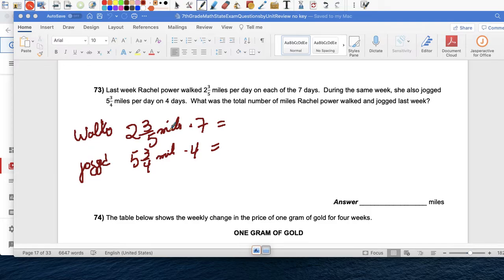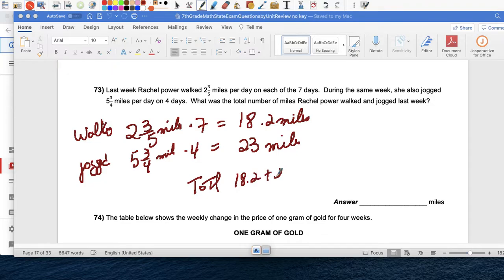If you want, these are fractions that you can change to decimals. So if you write 2.6 and multiply by 7, you get 18.2 miles that she walked. I would change that to decimals. 5 3/4 is 5.75 times 4. And we get 23 miles. So we want the total, right? So we're going to add 18.2 plus 23. And we get 41.2 combined miles.